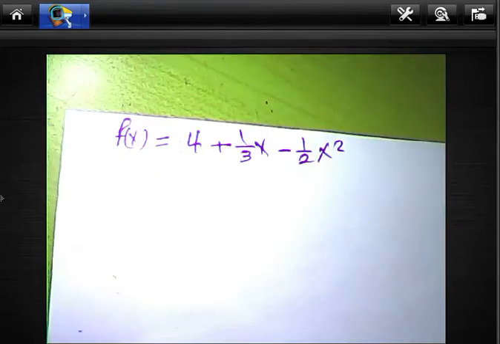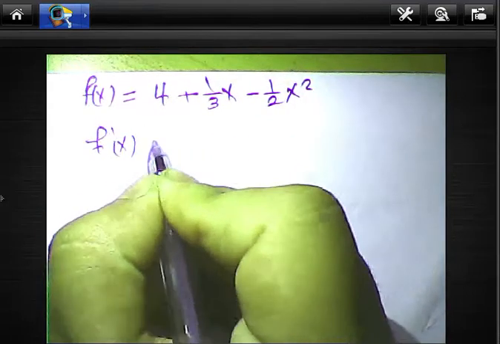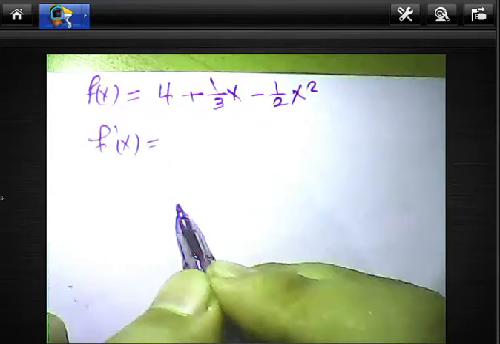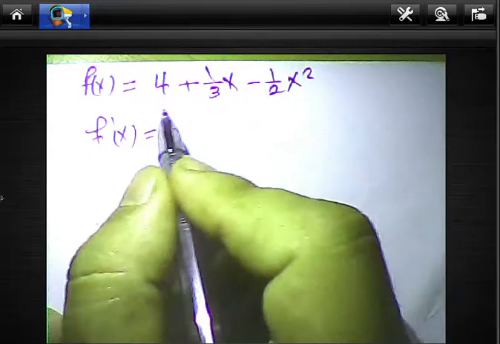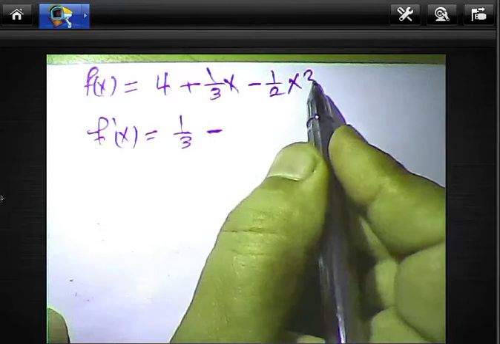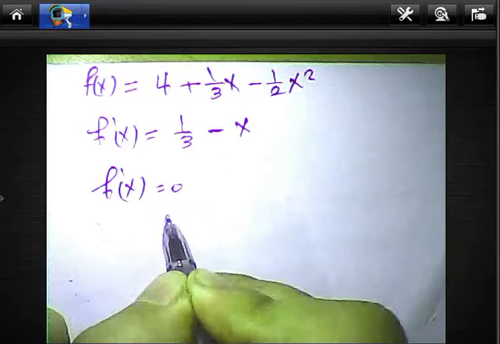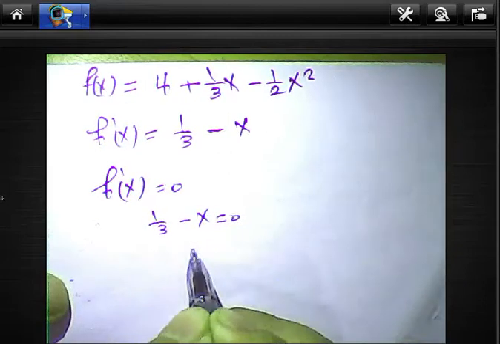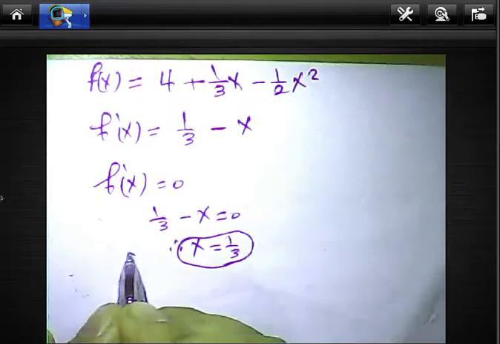Look at another example. We want to find the critical number of f of x equals 4 plus one third x plus negative half x squared. We must find f dash of x, and then set f dash equal to 0. The derivative of the function will be one third minus, we drop the 2 and subtract 1 from it, so the result will be x. Then let f dash of x equal 0. Then one third minus x equals 0, and then x will equal one third. It's the critical number.